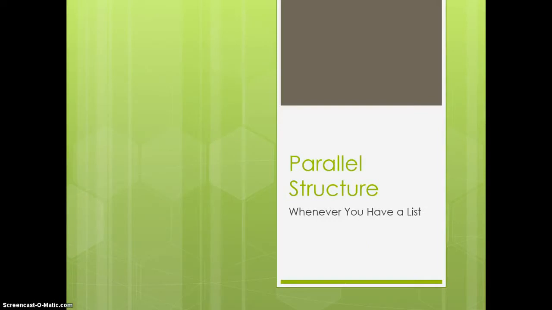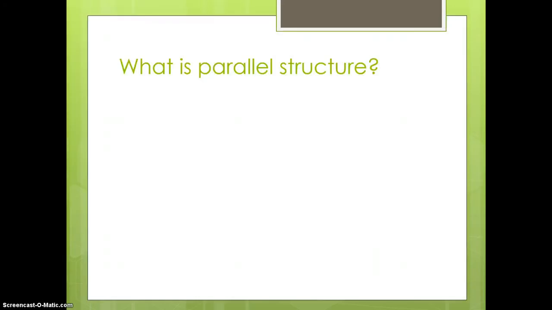Today I'm going to talk about parallel structure in your writing. It's something you should pay attention to whenever you have a list. This can be an actual list of bullets or numbered points, or just a list of things in a sentence. So, what is it?